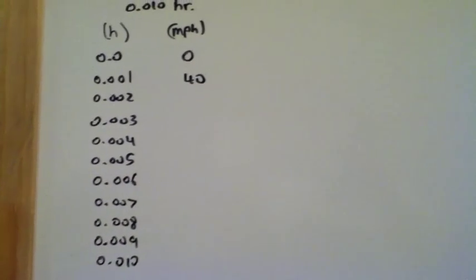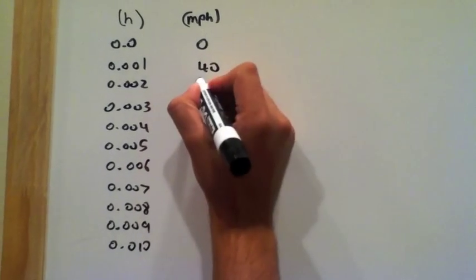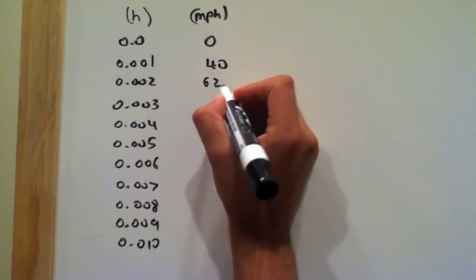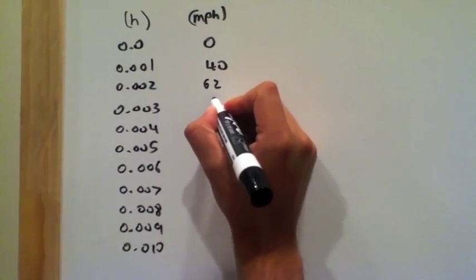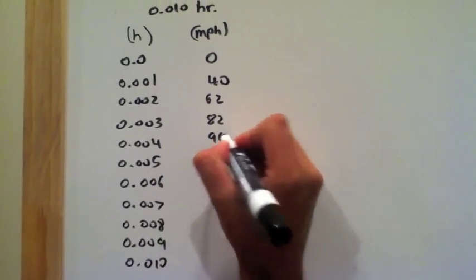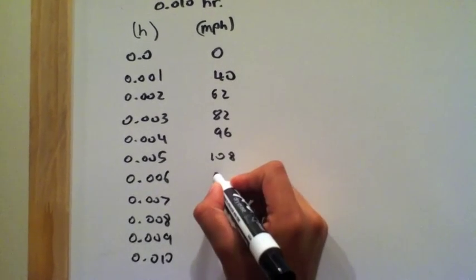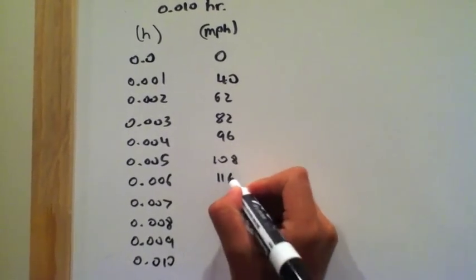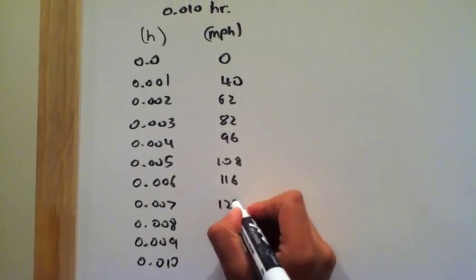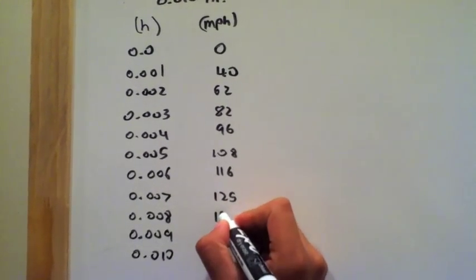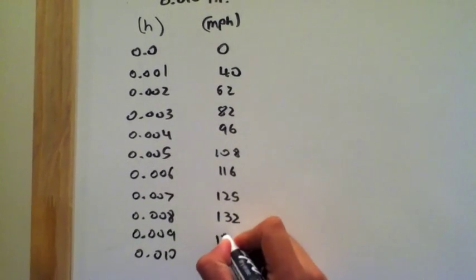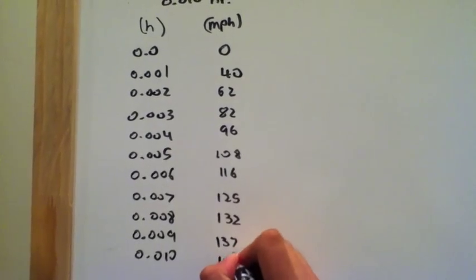Alright, and at 1 it's going at 40, at 0.002 hours, 62 miles per hour. It goes to 82, 96, 108. So it's constantly speeding up, it's accelerating, and it's speeding up all the way to 146 miles per hour, which is where our data stops.